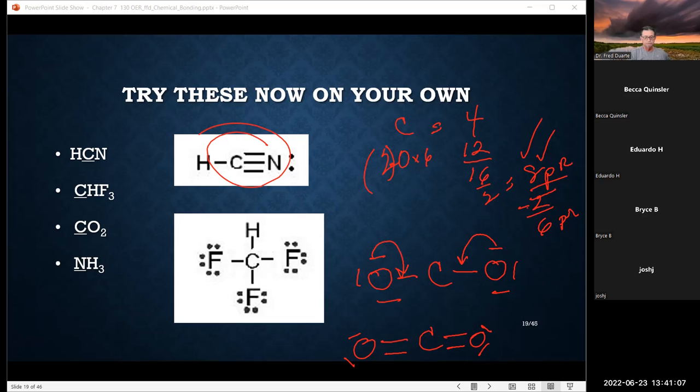And we can see that everybody's happy now, okay? We have 8 electrons around everybody: 8 around the oxygen, 8 around the carbon, and 8 around both oxygens from both sides. So 2, 4, 6, and 8 for this oxygen on the left, 2, 4, 6, and 8 for the oxygen on the right, and then 2 double bonds for the carbon.